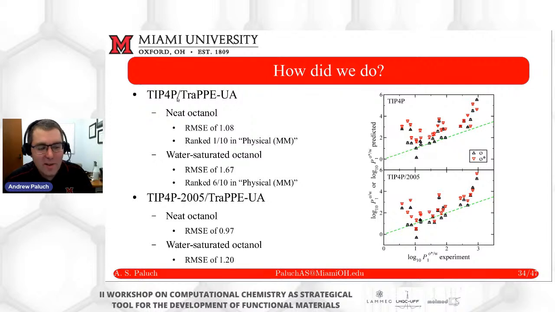Interestingly, in the SAMPL challenge, you submit your predictions and then the organizers independently evaluate your results and release the data after the study closes. For neat octanol, we had a root mean squared error of 1.08, which ranked us number one out of 10 entries in this physical molecular mechanics category. When we added water to our octanol-rich phase, our root mean squared error compared to experiment actually increased, and we dropped down to 6 out of 10 in the rankings.